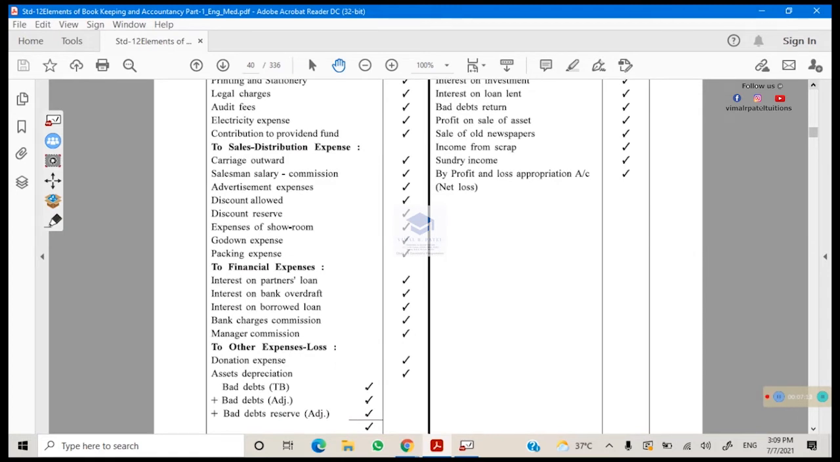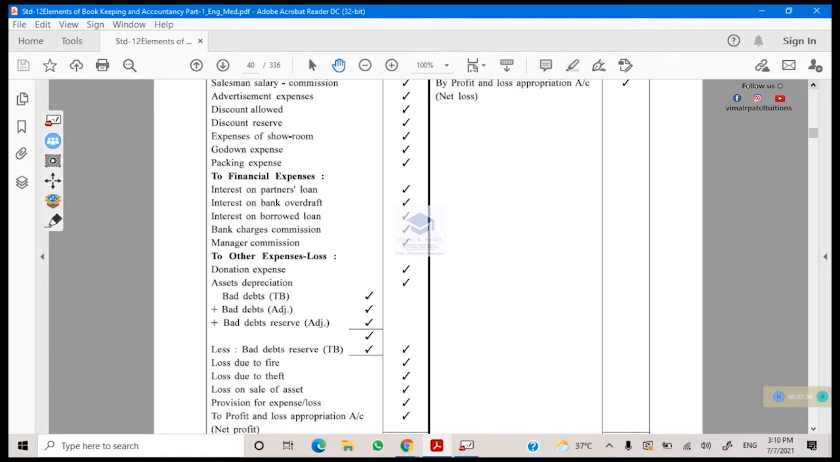Then financial expense, if we have borrowed any loan, we have taken any overdraft, then interest paid on it, interest on partner's loan, interest on bank overdraft, interest on loan borrowed, bank charges, bank commission, managerial commission, all will be debited to profit and loss account. Then any other expense like donation, charity, depreciation on asset, bad debts, there will be a separate adjustment for bad debts which I will explain in detail at the time of explaining adjustment.